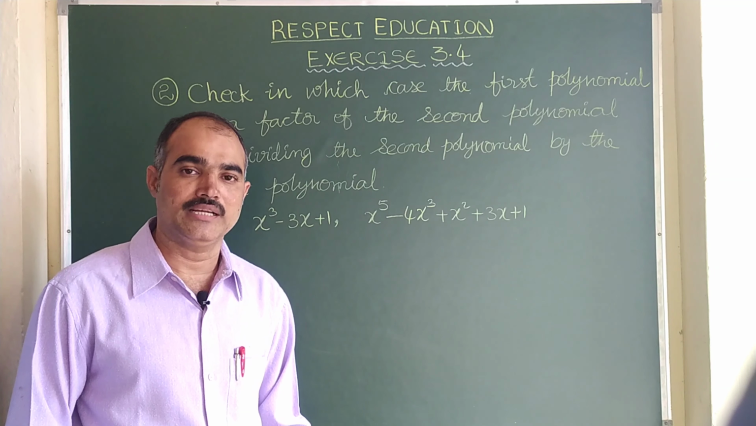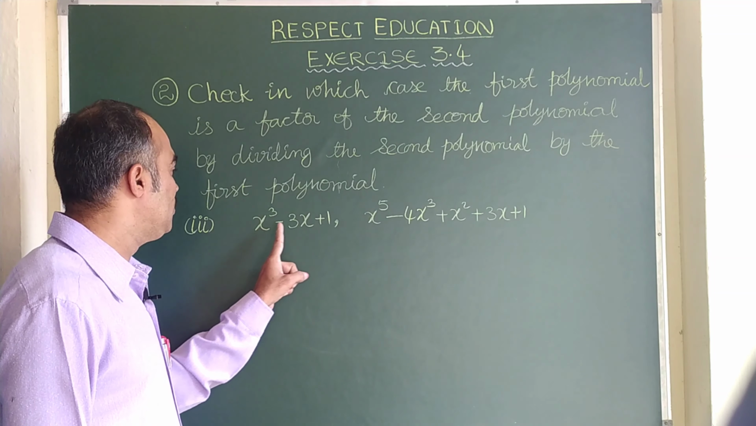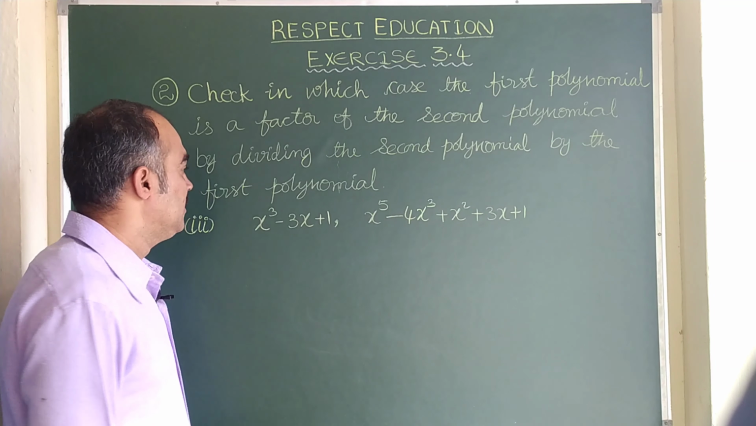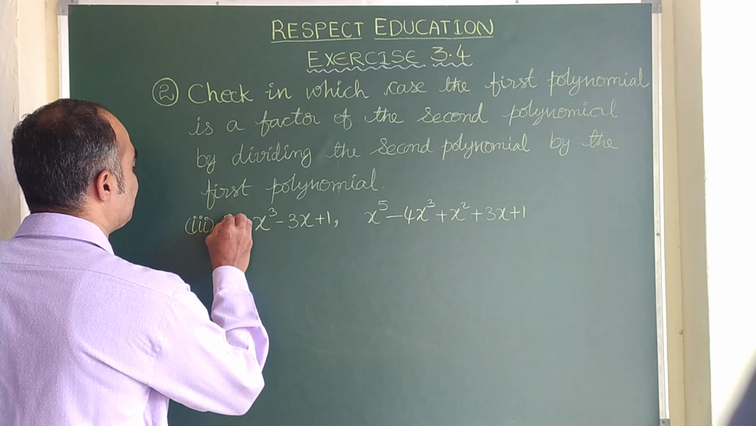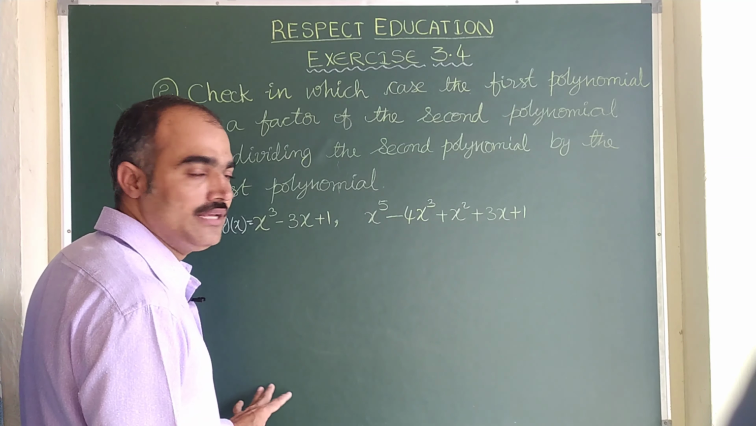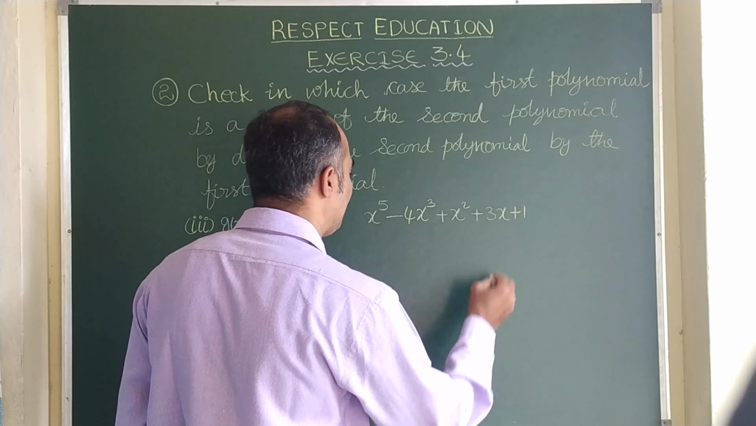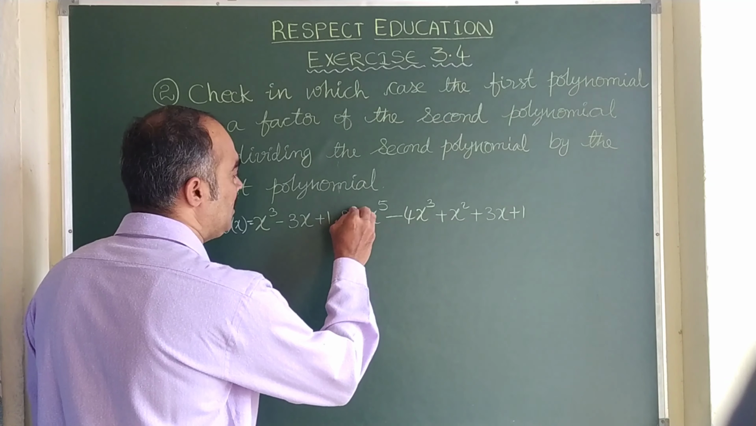Now let us see the next bit, that is the third bit. The first polynomial is x^3 minus 3x plus 1, so let us take it as g(x). And the second polynomial is x^5 minus 4x^3 plus x^2 plus 3x plus 1, so let us take it as p(x).